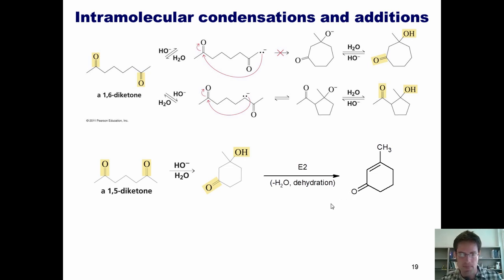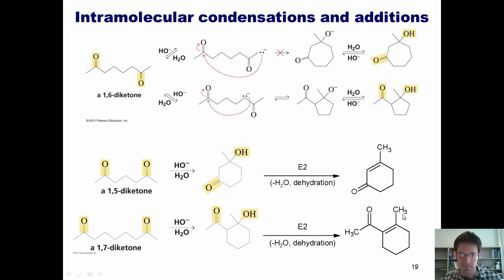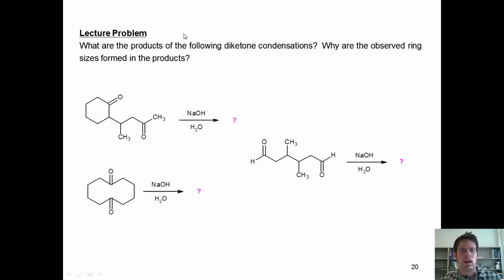Now similarly, if we treat a 1,7 diketone, like this one shown here with base, I end up with a 6-membered ring here, which would result from deprotonation of this alpha carbon and then eventual closure onto this carbonyl. If I continue stirring that with base or acid, I get dehydration, which results in this product, another alpha-beta unsaturated product. Got it? Good. Let's go to some questions. What are the products of the following diketone condensations? Why are the observed ring sizes formed in the product?